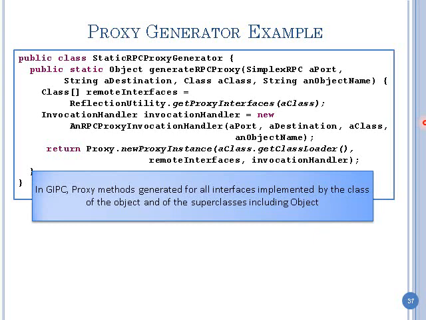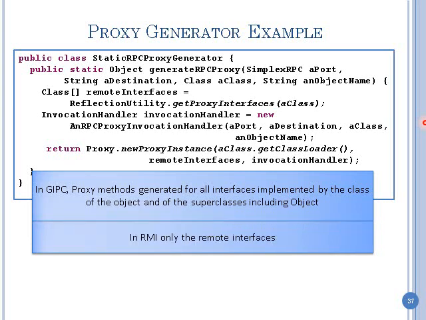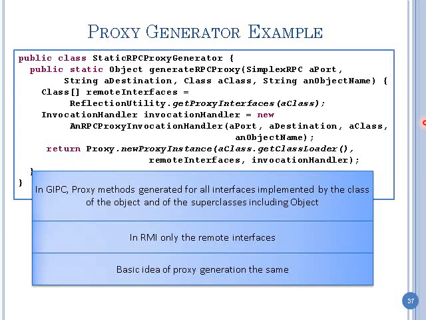So proxy methods are generated for all interfaces by the class and the superclasses, including Object, including equals and so forth, right? And in RMI, only the remote interfaces are used. If you have more than one remote interface, are they both used when you export an object? Do you remember, or does it look for the first one? I think it should logically use all the remote interfaces, but the basic idea of proxy generation is the same. That's just a little detail.